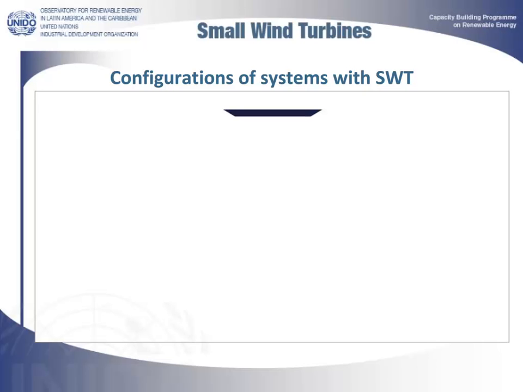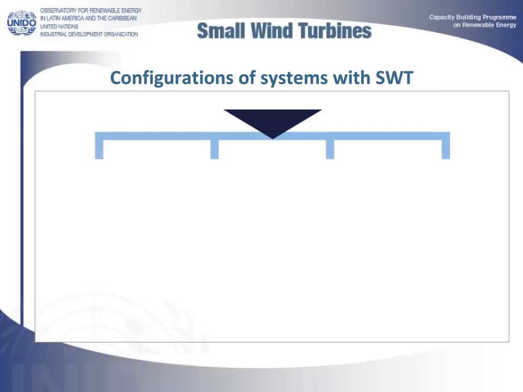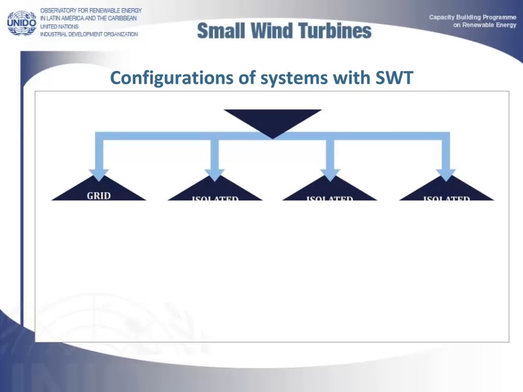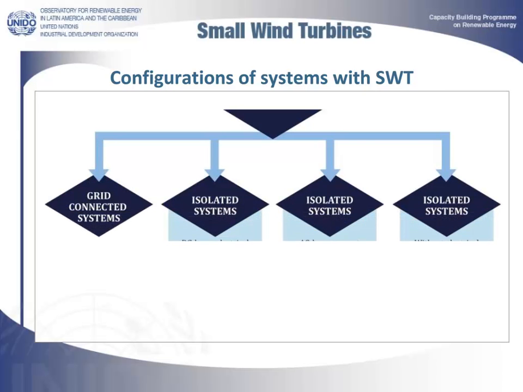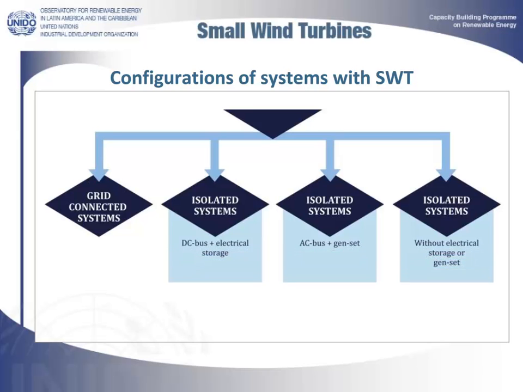In previous sections, the following configurations of systems have been identified with mini-wind, and we shall now look at them further. Thus we have grid-connected systems and isolated systems, among which are systems able to store electrical energy, wind diesel systems, and systems with neither electrical storage nor genset.